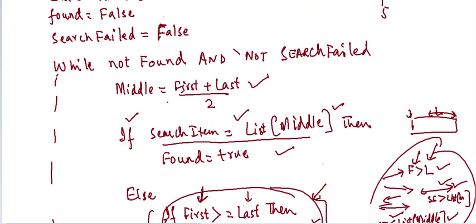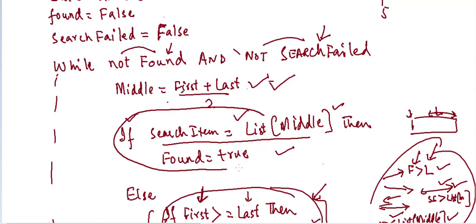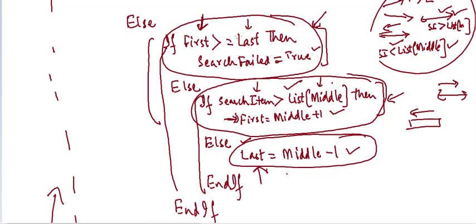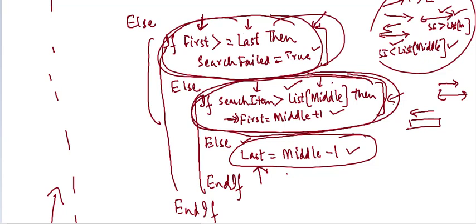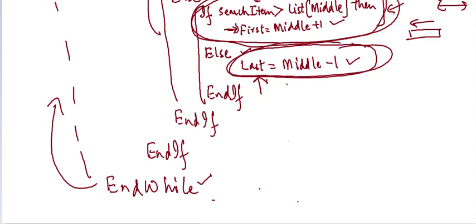When we go back up, we first check whether the value has been found or not. If the search has not failed and the value has not been found, then we recalculate middle. Then we recheck whether search item equals the new list middle, and that same process of checking whether we have searched the entire array. Do we need to move forward to search the next item? Do we need to move backward to search the next item? Hopefully you've understood how binary search works.